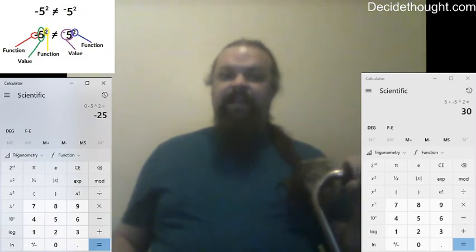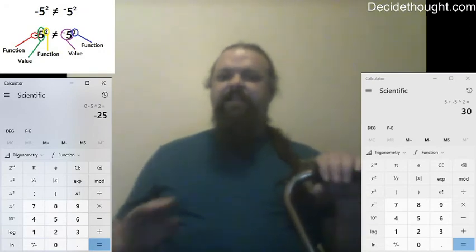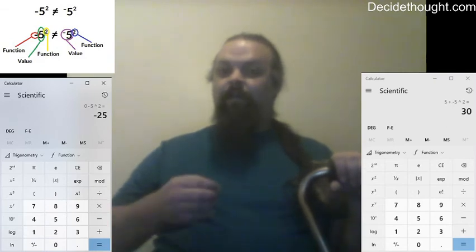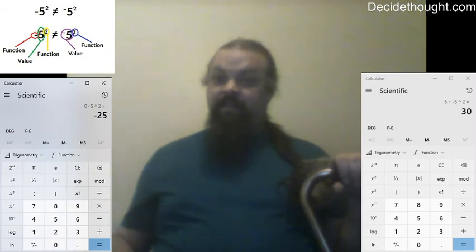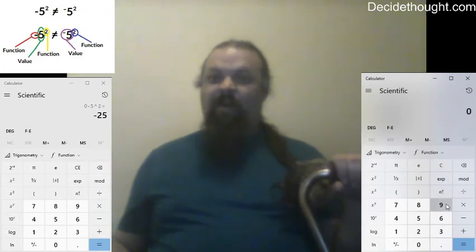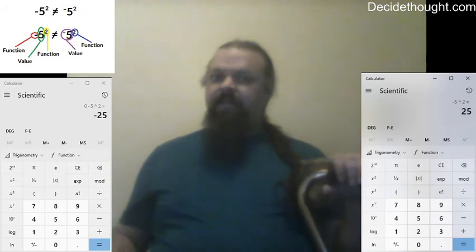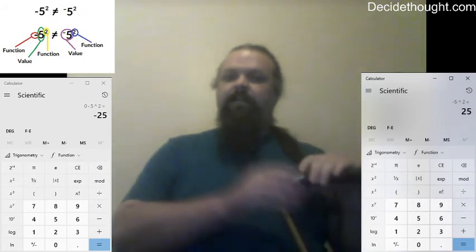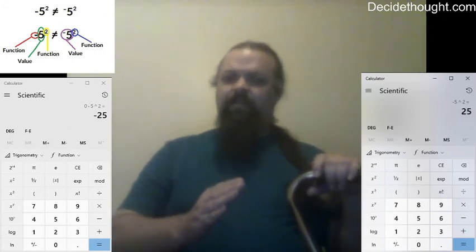The second one here, with a purple and blue circle, is saying -5 as a single value, and then the function of being squared. That's this one over here on the right side, where it's -5 squared equals 25. The difference being function, value, function versus value and function alone.